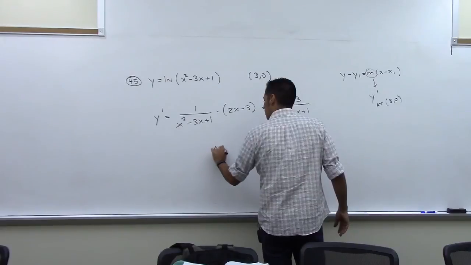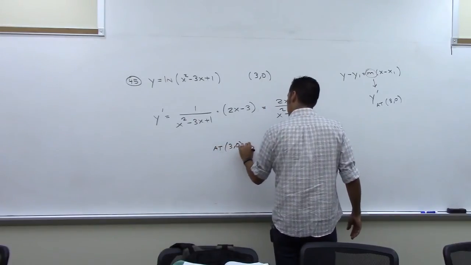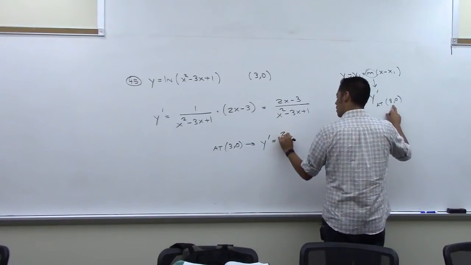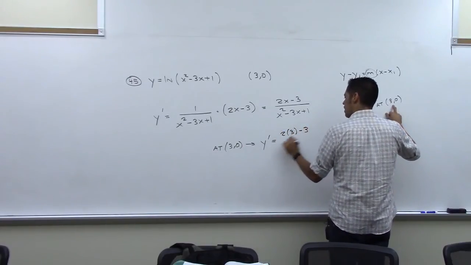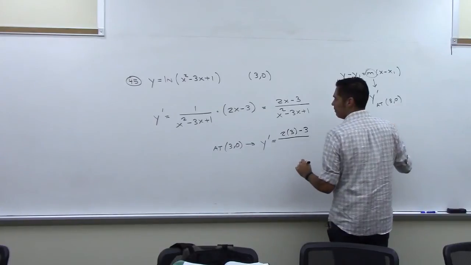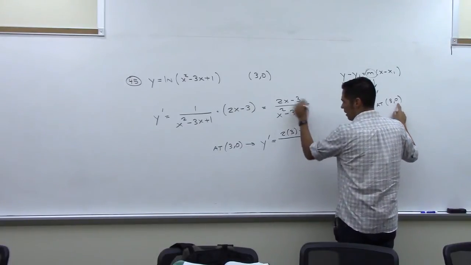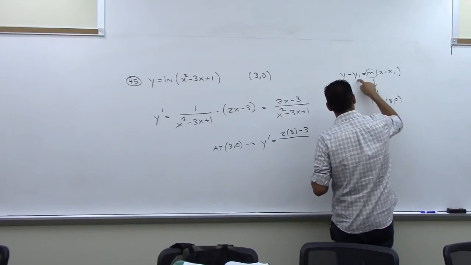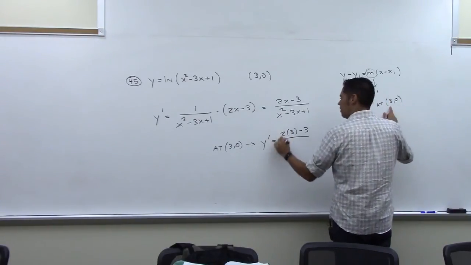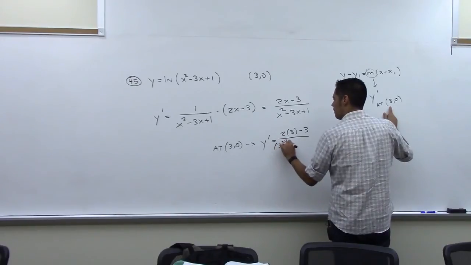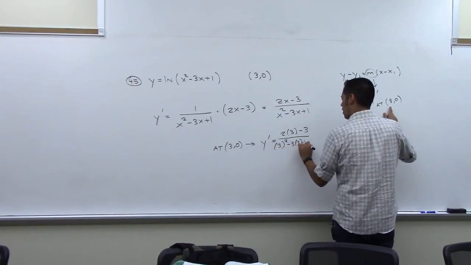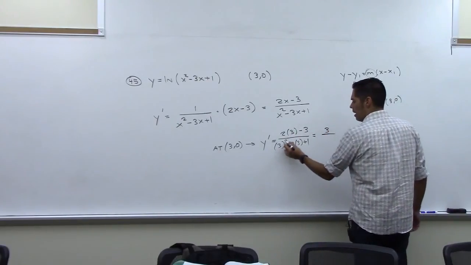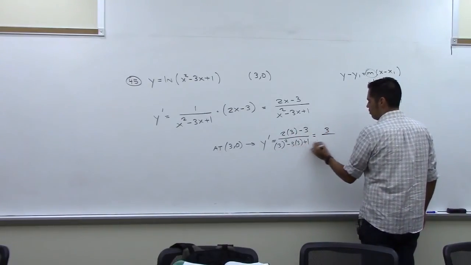So at 3, 0, we get that y prime equals 2 times 3 minus 3 over, oh yeah, also there's no y in here, so that 0 really doesn't matter. That 0 is only going to come into play right here. Replace that with 3, so 3 squared minus 3 times 3 plus 1. So top is 6 minus 3 is 3 over 9 minus 9 is 0 plus 1, so that's 1.